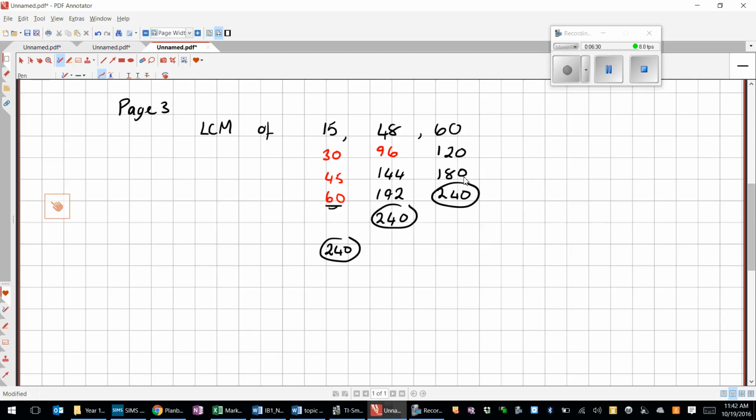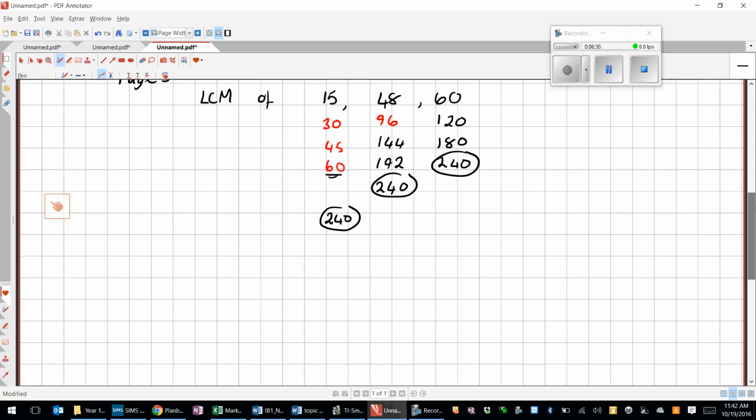I found the lowest common multiple between 15 and 16, and it was 60. Then I found the lowest common multiple of 15 and 48 and I got 240. Then I realized that 240 was a multiple of 60. So that's one way to do it as well. I tried dividing 240 by 60. There are all sorts of similar methods to this.